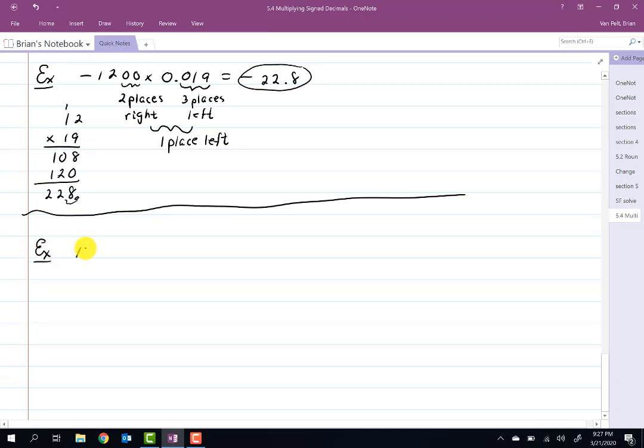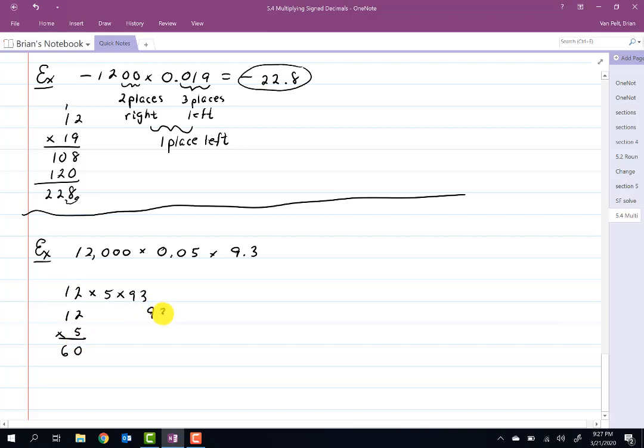Here, let's do a combo one. 12,000 times 0.05 times 9.3. So let's see what we have here. I'm going to do 12 times 5 times 93 and worry about the decimals later. So first I'll start with 12 times 5. I won't spend much time there. That's 60. And then 60 times 93.